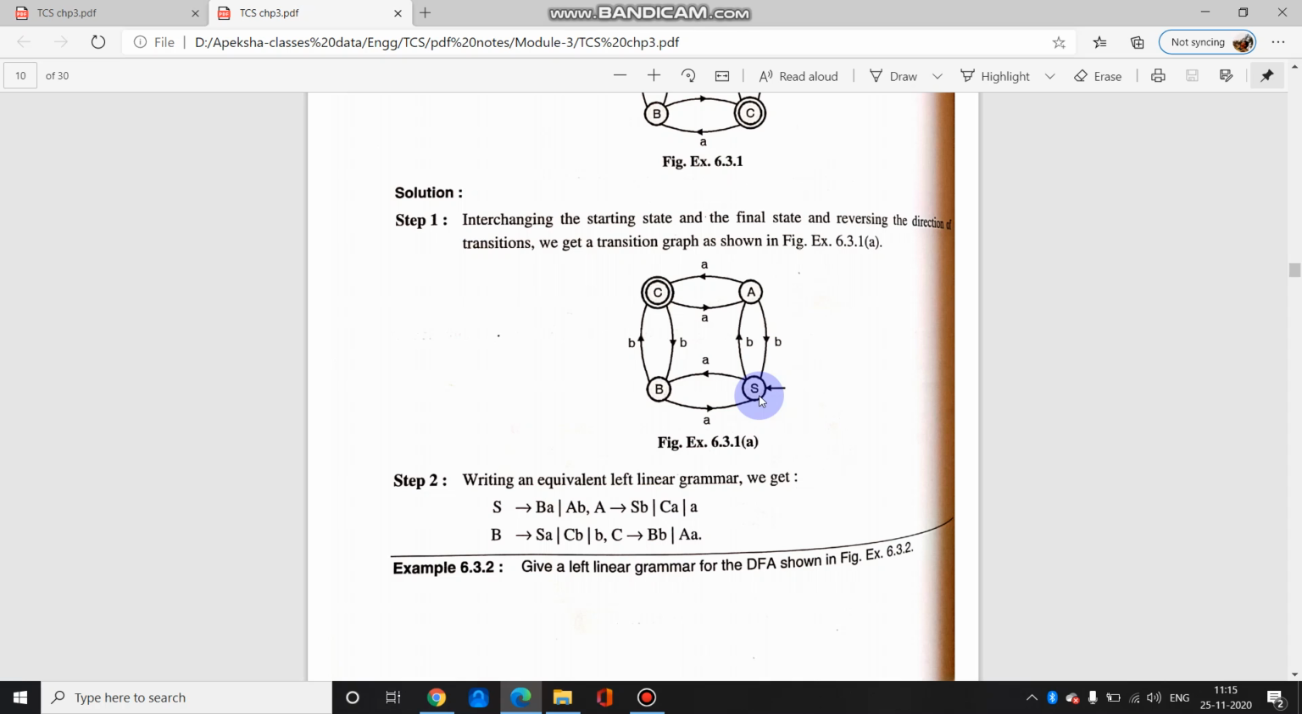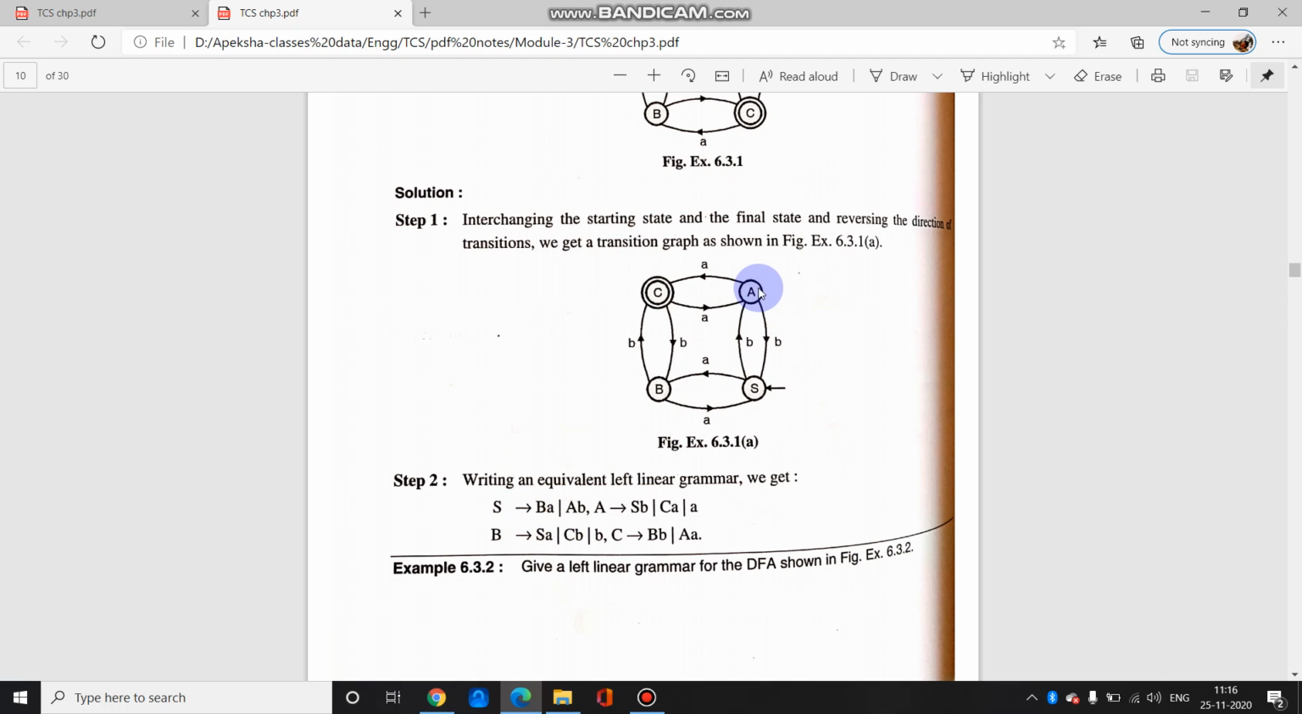So starting with the start state, we have a transition from S to A on input B, but because the non-terminal symbol should come first, we will write S gives AB. So S gives AB, and also S gives B. Here the arrow is going on A, so S will give BA. So we have S giving BA and AB.